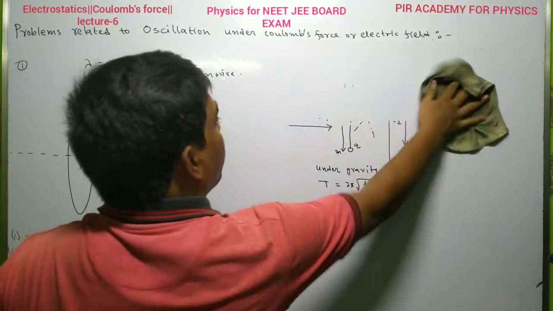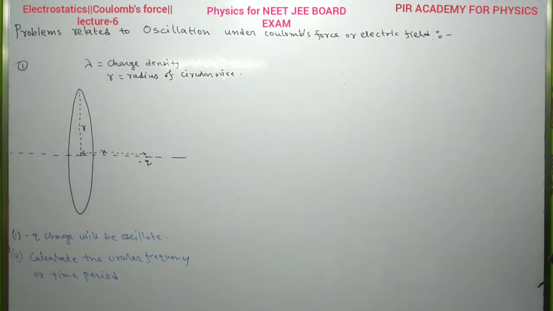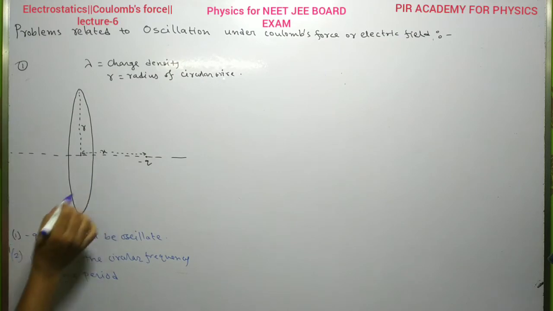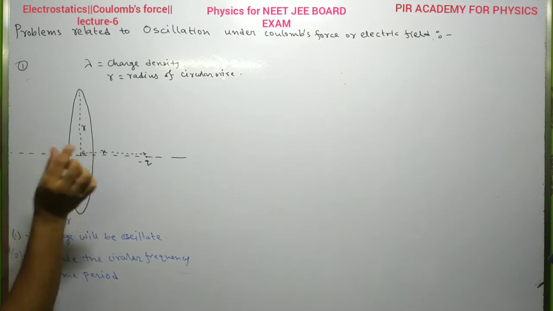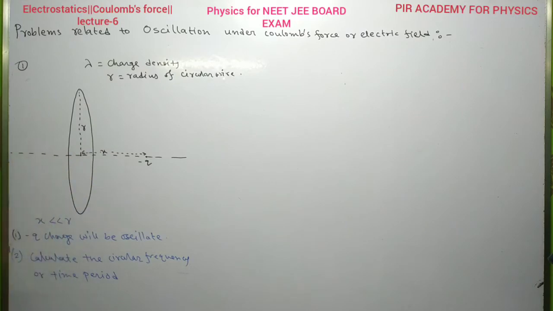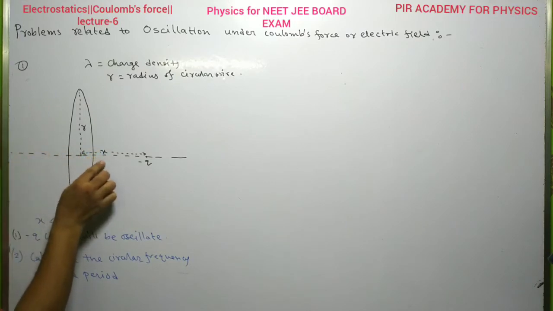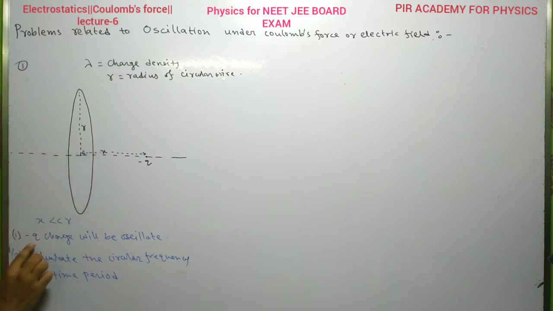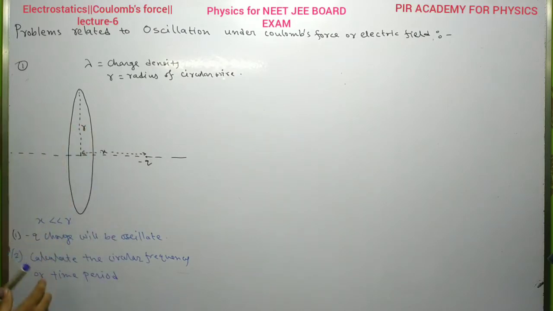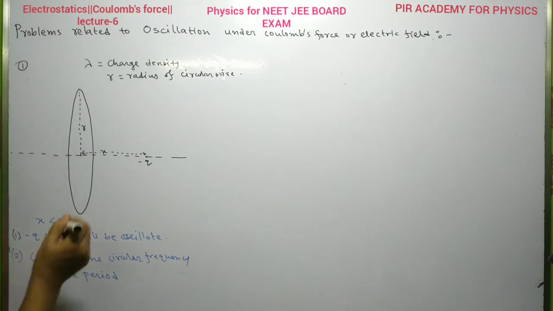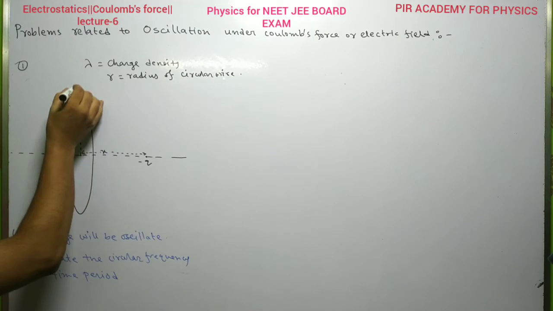Now, how can you prove that the minus q charge will oscillate? It must be in the condition x less than r. This length x must be very small. If x is very small compared to r, then the minus q charge will oscillate, and you have to calculate the time period or circular frequency of the oscillation. Let us see how this charge can oscillate.